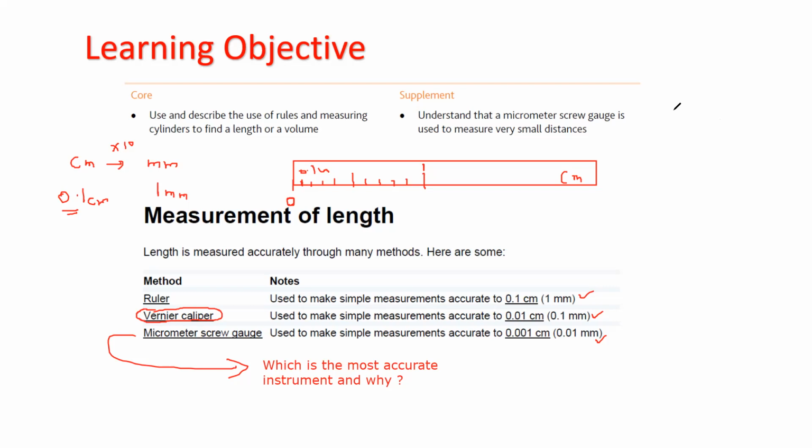So if I have two apparatus, one can measure 0.02, another can measure 0.1. Which apparatus is more accurate, A or B? A can measure 0.02 centimeter and B can measure 0.1 centimeter. Both are in centimeters. So the correct answer is A, because A can measure a very small quantity, which is 0.02, as compared to B, which can only measure 0.1 centimeter.